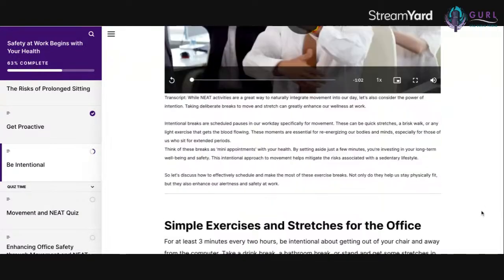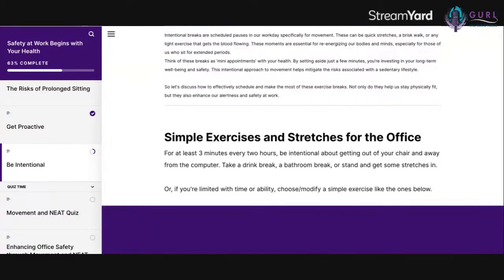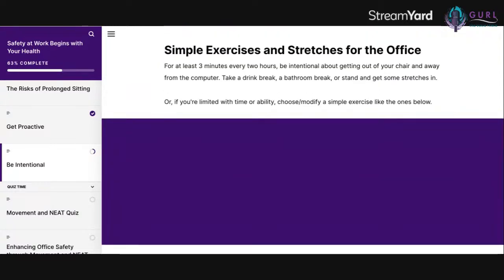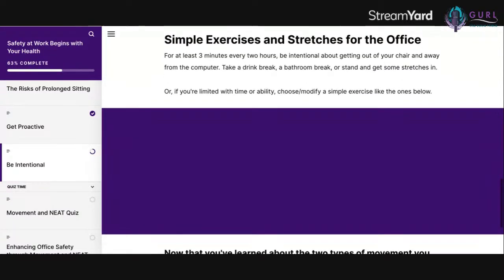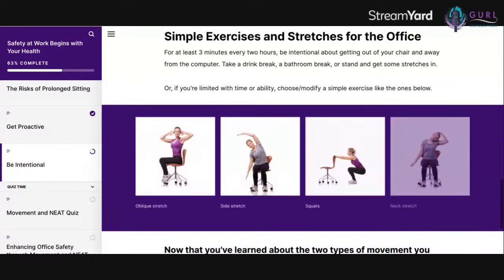Okay, so I like to use light humor, nothing too crazy. And so then we get into this next part where it says simple exercises and stretches for the office. For at least 3 minutes every 2 hours, be intentional about getting out of your chair and away from the computer.